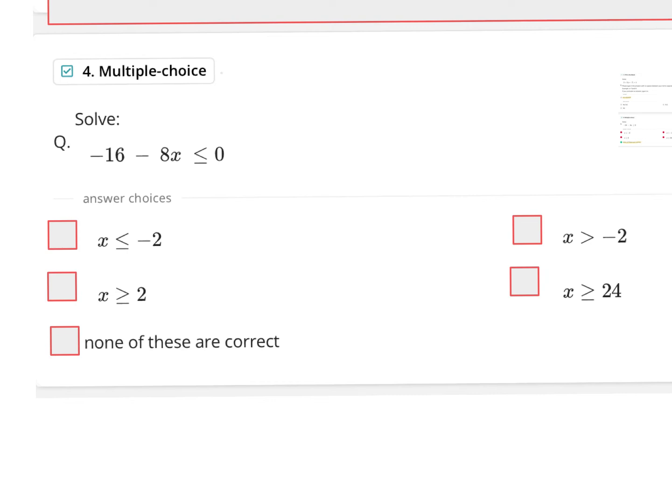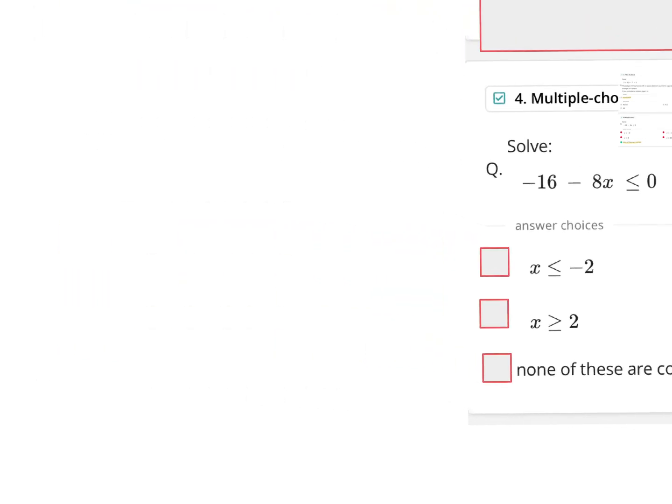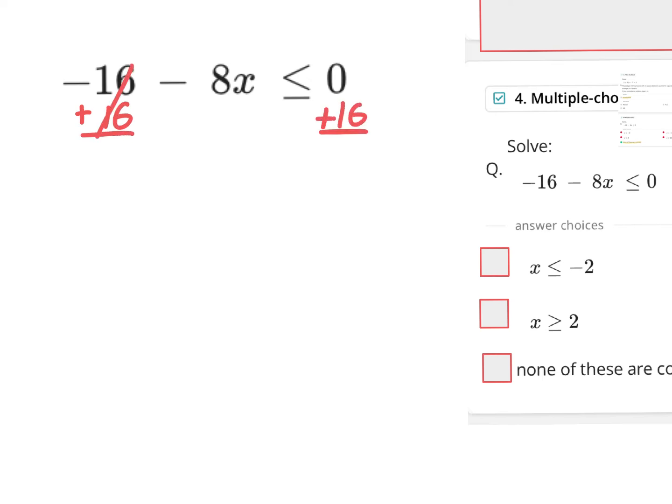So we have our multiple choice answers here. Let me move over here to the side and do this problem. So here we go. The x is on the left side of this inequality. I need to get this x by itself. Obviously, it's not by itself. There's a negative 16. There's a minus 8 that's being multiplied by the x. So we need to get rid of everything except for the x. We need to isolate the x. We're going to start by getting rid of that minus 16 by adding 16, and what I do to one side, I do to the other side. I will have negative 8x is less than or equal to positive 16.